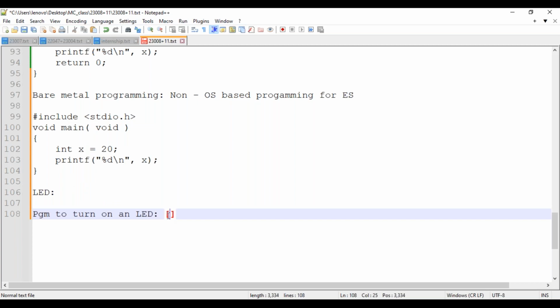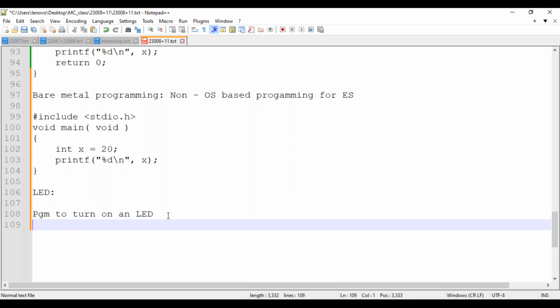Yes, on my microcontroller. Not on the host, it's the target. So you are going to execute it on your microcontroller, which is the heart of the target board. So the question is to write a program to turn on a particular LED.